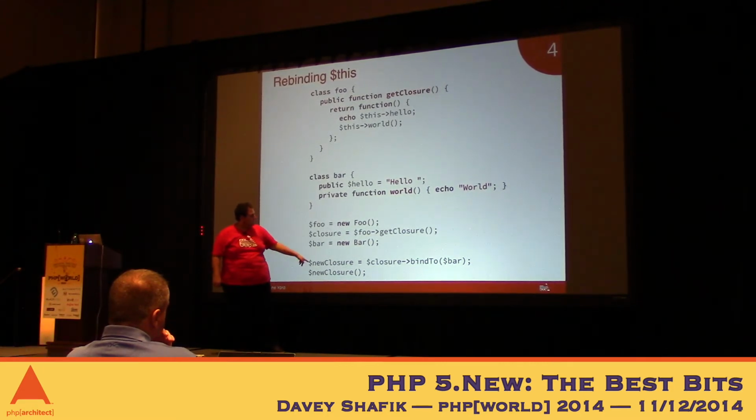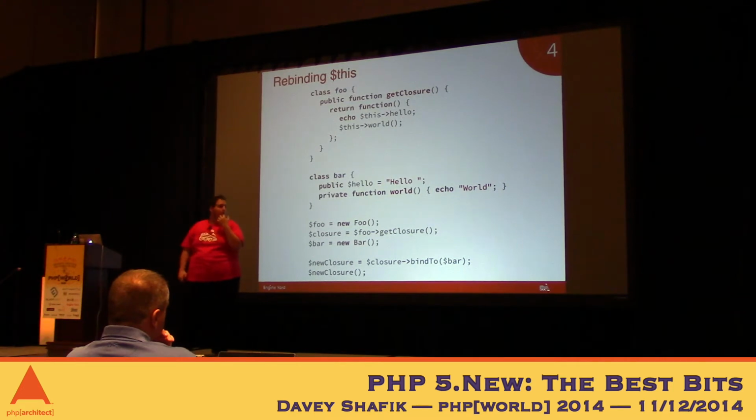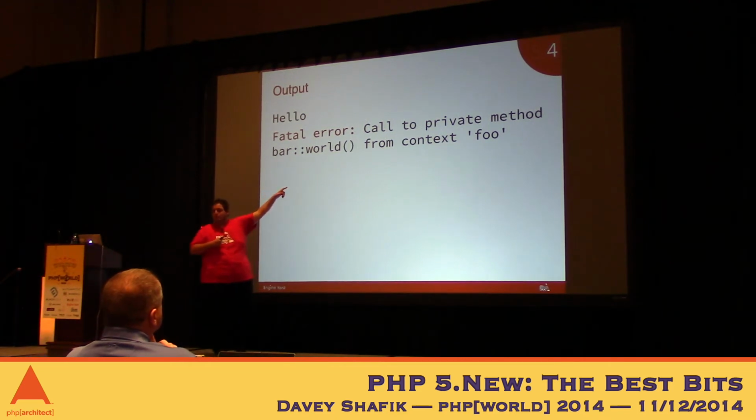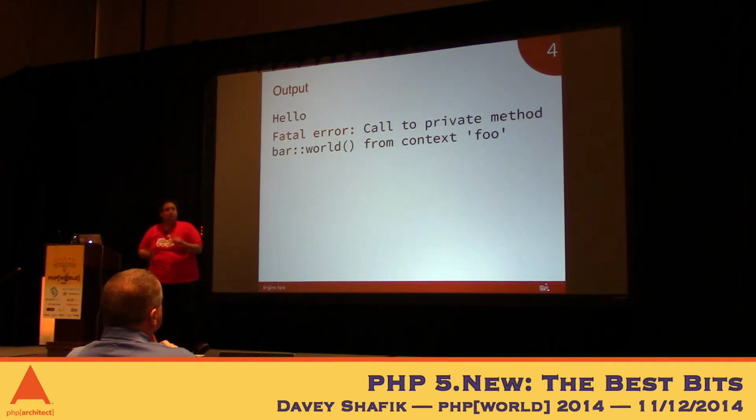There we go. New closure, because it creates a duplicate, it clones it, okay? Bind to $bar and call the closure. So now we're calling this up here. What's going to happen if I do this? All right, so if we do that, we're going to get a fatal error. So in our closure, we're now calling $bar world, but we're still in the foo class context. All we changed was what $this pointed to.